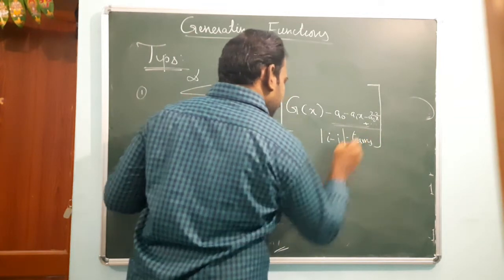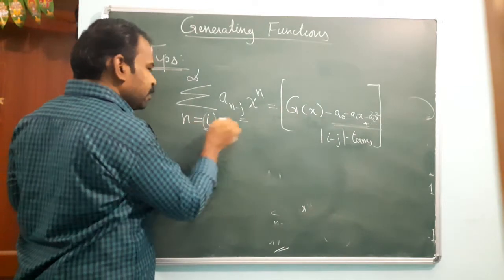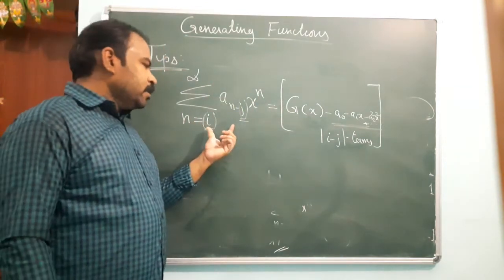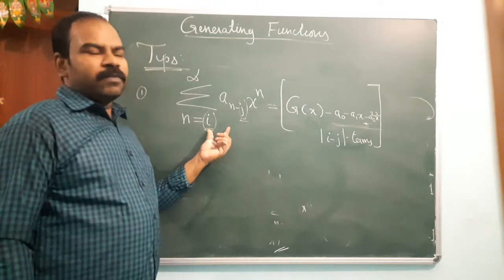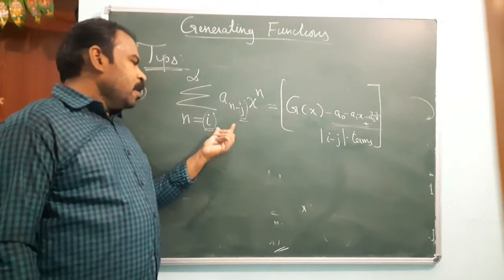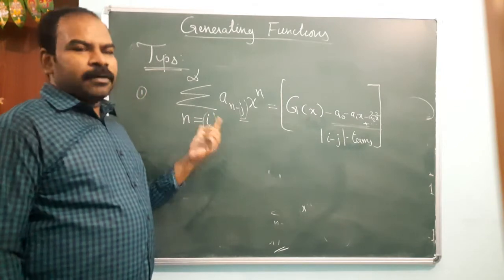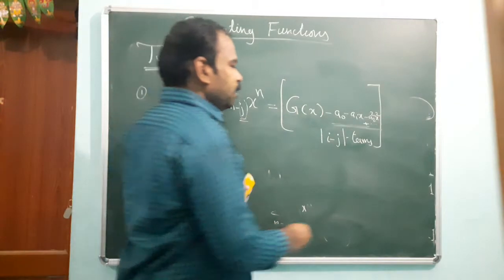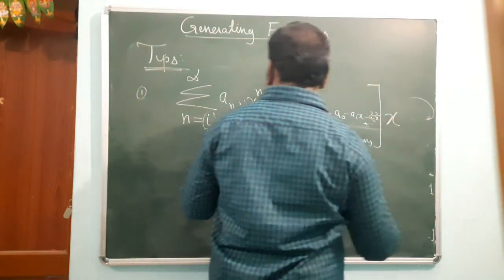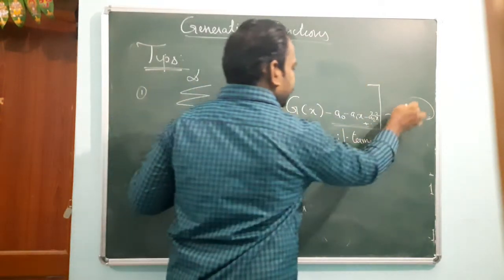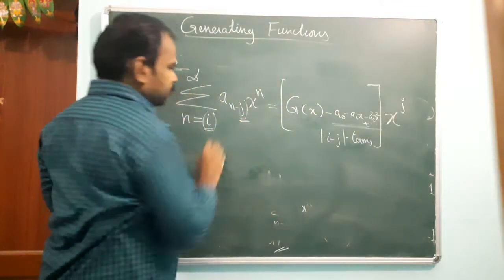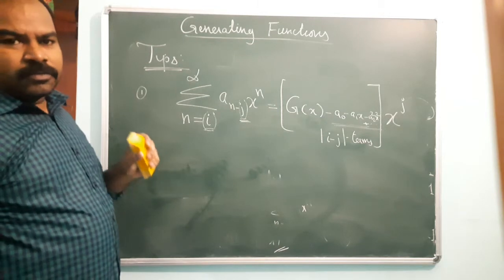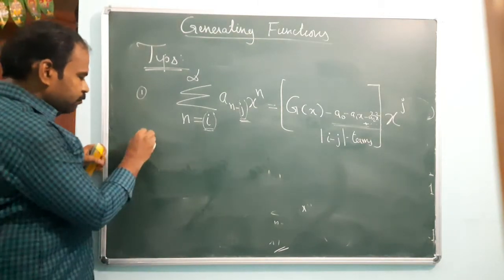That is, where is i, where is j? So we subtract i minus j terms from g of x, and then multiply x power this j. This is j. It's a very useful tip to solve recurrence relations. Some examples.